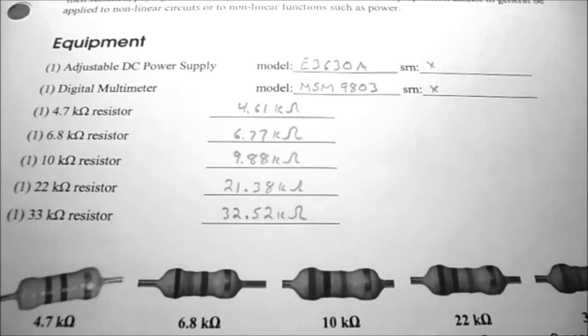I've measured my 4.7 k ohm resistor is 4.61 k ohms. My 6.8 k ohm resistor is 6.77 k ohms. My 10 k ohm resistor is 9.88 k ohms. My 22 k ohm resistor is 21.38 k ohms. And my 33 k ohm resistor is 32.52 k ohms.